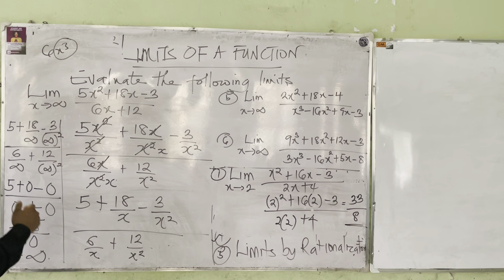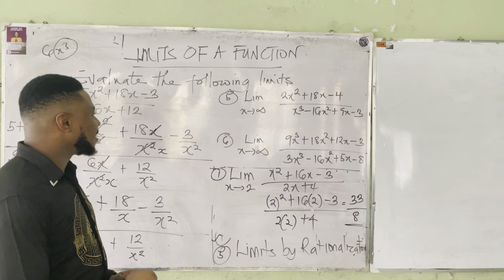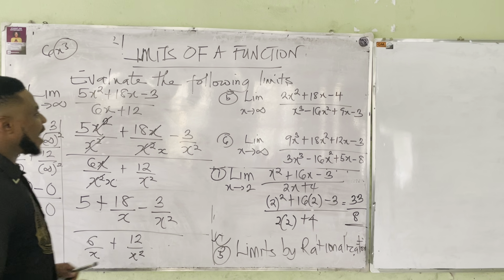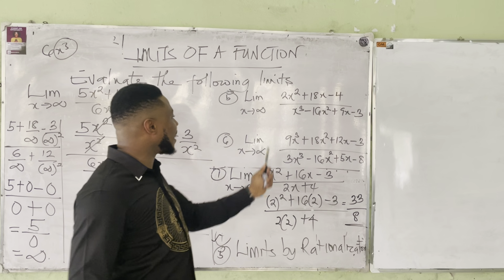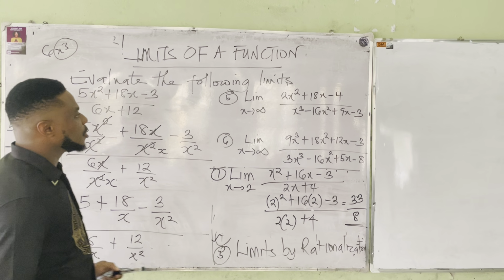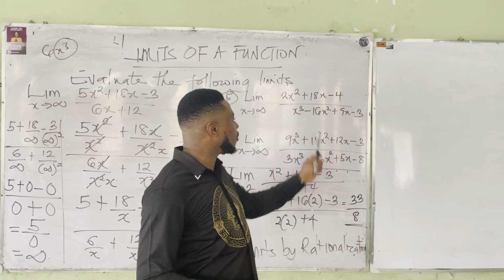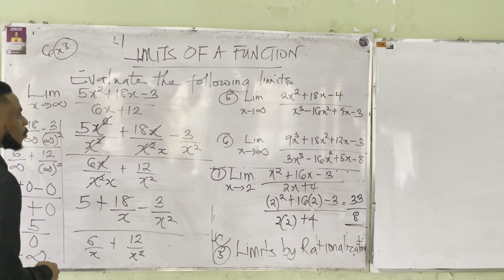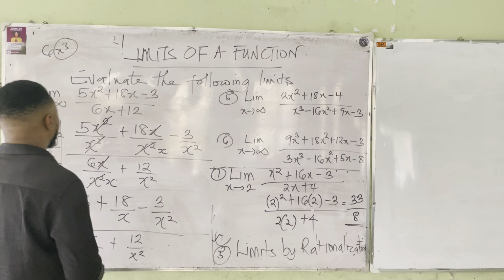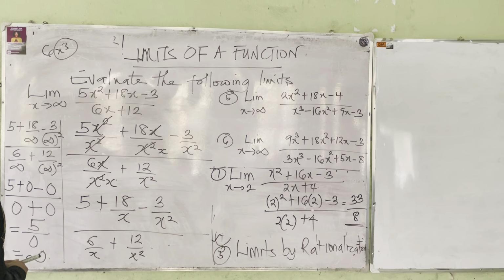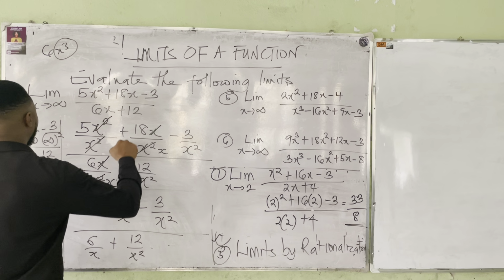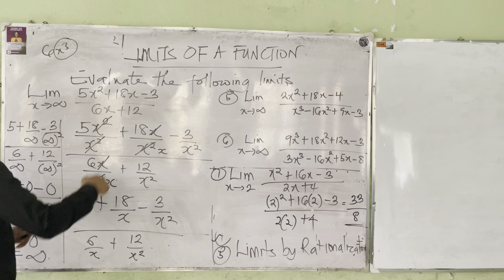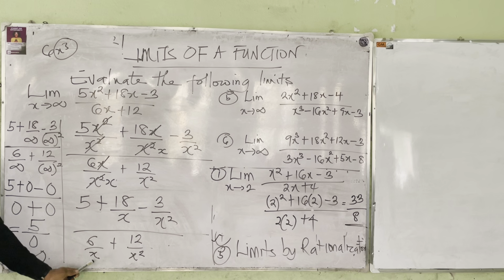All right. So we'll be looking at the next question. We have the limit as x tends to infinity of (2x squared plus 18x minus 4) over (x cubed minus 16x squared plus 9x minus 3). So quickly, we would be resolving that.